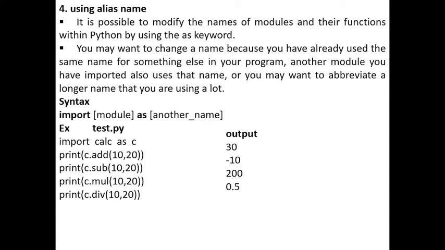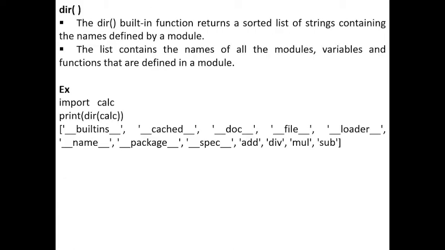Test.py: we are going to import calc as c, then print c.add(10, 20), that is equal to 30, print c.sub(10, 20), that is minus 10, print c.mul(10, 20), that is 200, and c.div(10, 20), that is 10 by 20 equal to 0.5. So this is all about importing and using an alias name.